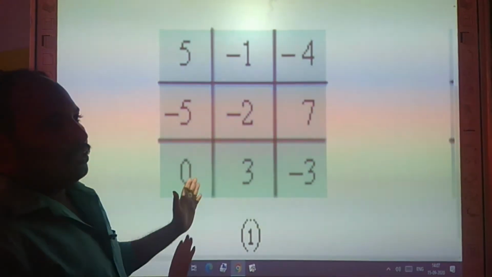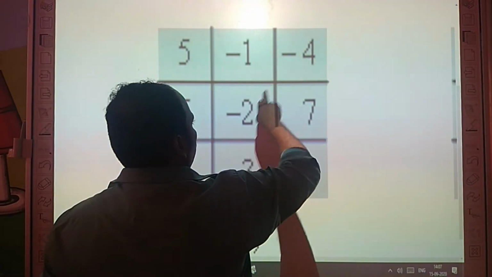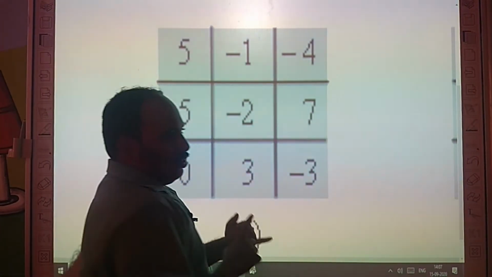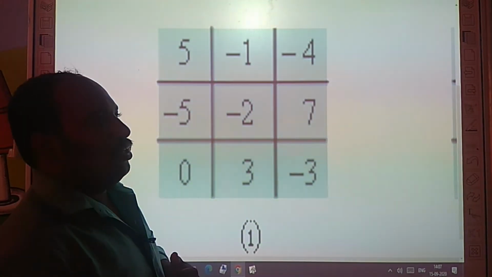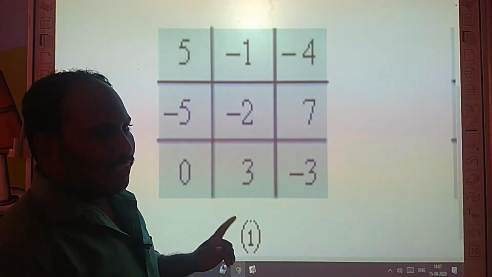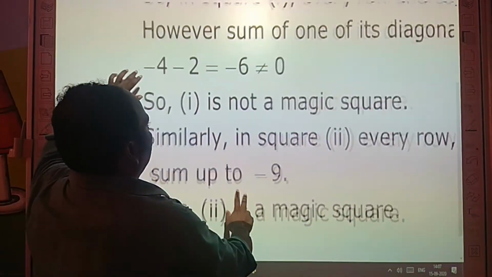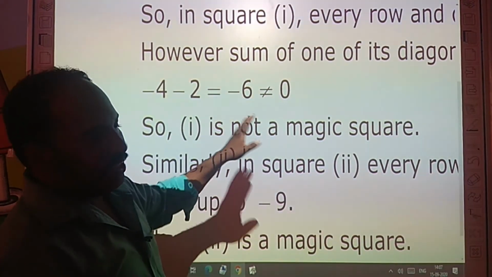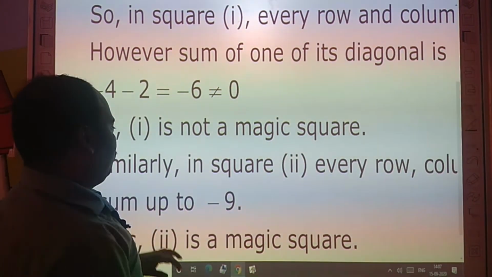The next is the second diagonal, the opposite diagonal: 0, minus 2, minus 4. We add three numbers. Minus 2 plus minus 4 is equal to minus 6. One diagonal is 0, but the subdiagonal is minus 6, which is not equal to 0. So it is not a magic square.